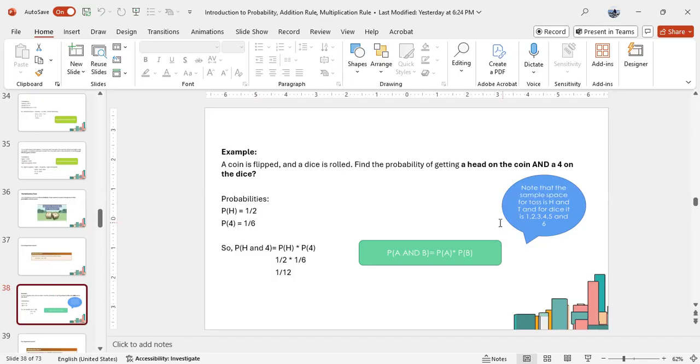So these will be the probabilities, and by multiplying both these probabilities, we get the simple answer of 1 by 12. 1 by 2 multiplied by 1 by 6. So 1 by 12 would be the answer.